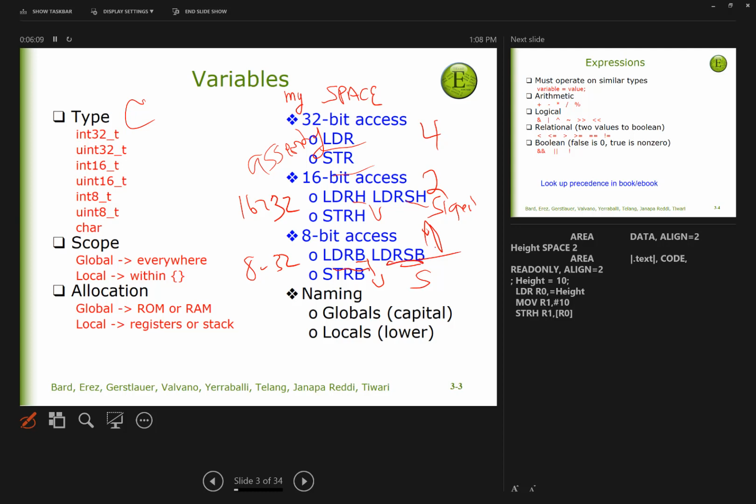But when I go store, I'm going from a big number, a 32-bit number. When I do a store, I take a 32-bit register and store it into a 16-bit memory location. I have to throw away the top bits, regardless of whether it's signed or unsigned. So I don't have a separate instruction for signed and unsigned when I store.